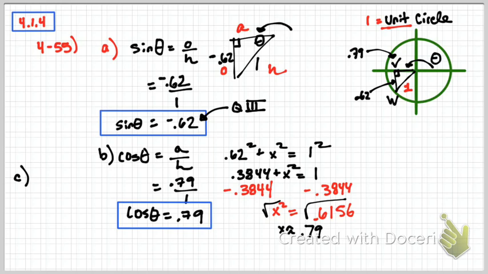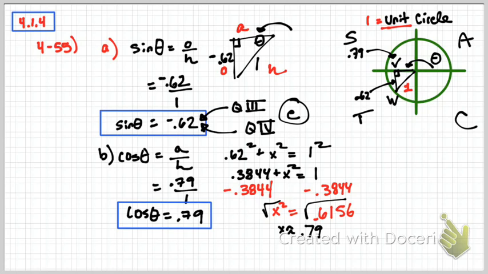Well, all students take calculus. Sine is negative in quadrants 3 and 4. So if we've already dealt with 3, this must be in 4. So the other quadrant that sine is negative is in Q4. So this is your answer to C. And then the last one is D. Beta is another angle with the same cosine as theta, but a different sign. What quadrant is beta in?